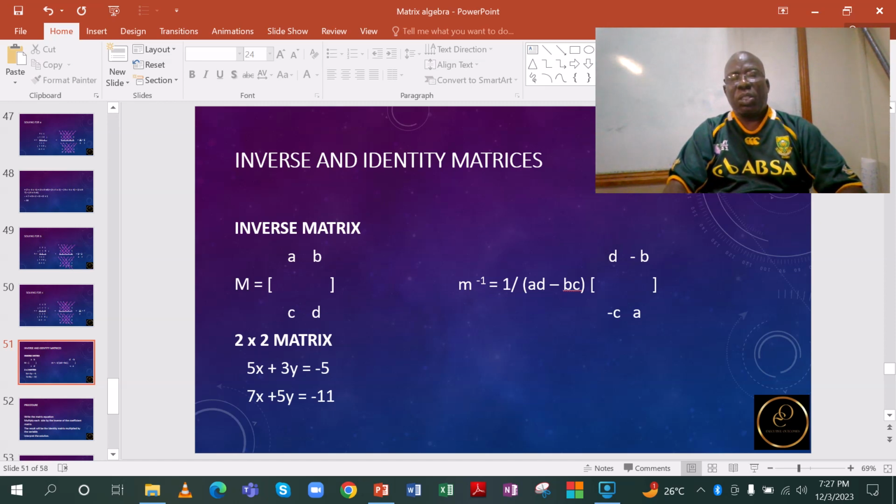Okay, so I want to also introduce you to how to solve the inverse and identity matrix. For the inverse matrix of a 2 by 2 matrix, this is how you calculate it.